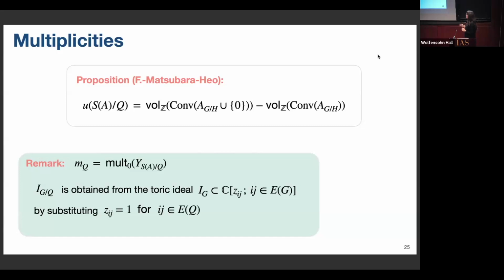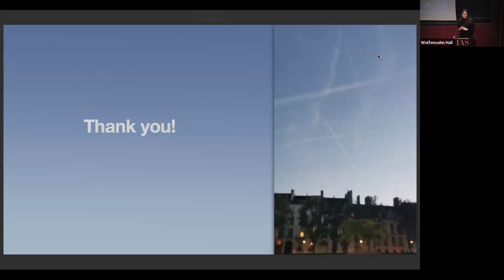So you consider the toric ideal IG, which is the toric ideal associated to the full bipartite graph, and then consider the one, which is no longer homogeneous, that you obtain by setting to 1 the variables corresponding to the edges. And this is the toric ideal. The claim is that this will be the toric ideal whose multiplicity at the origin will give you the subdiagram volume. So this is just a different way to compute this number. I'm probably a bit short on time, but that's all I want to say. Thanks.